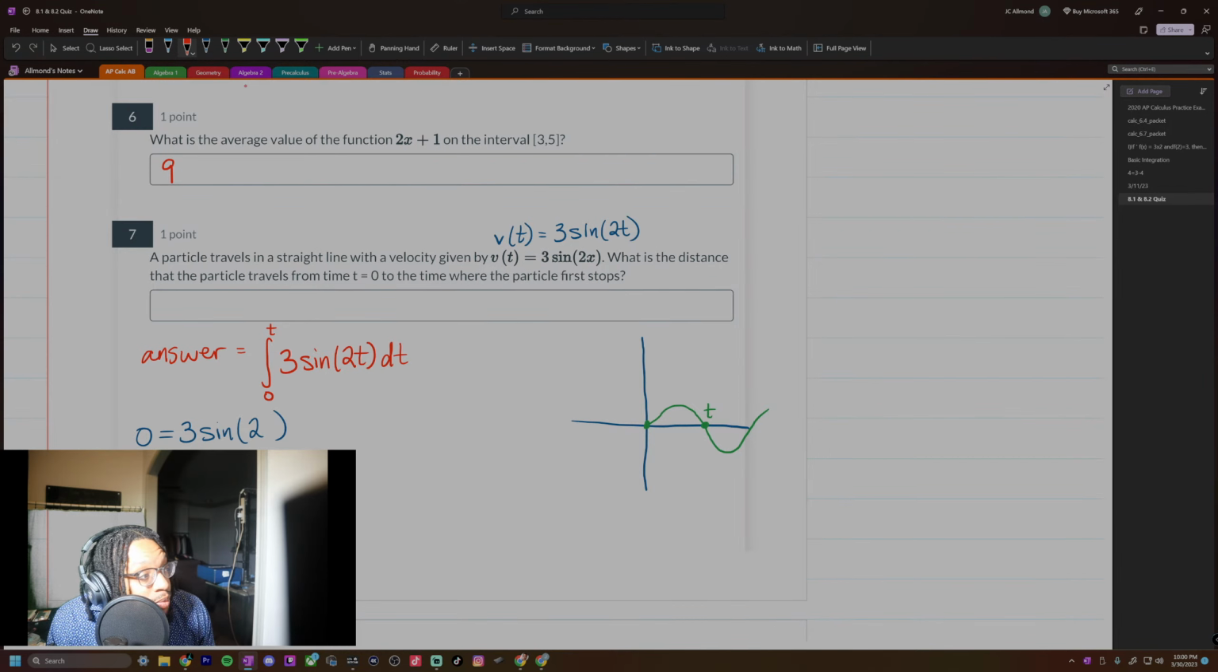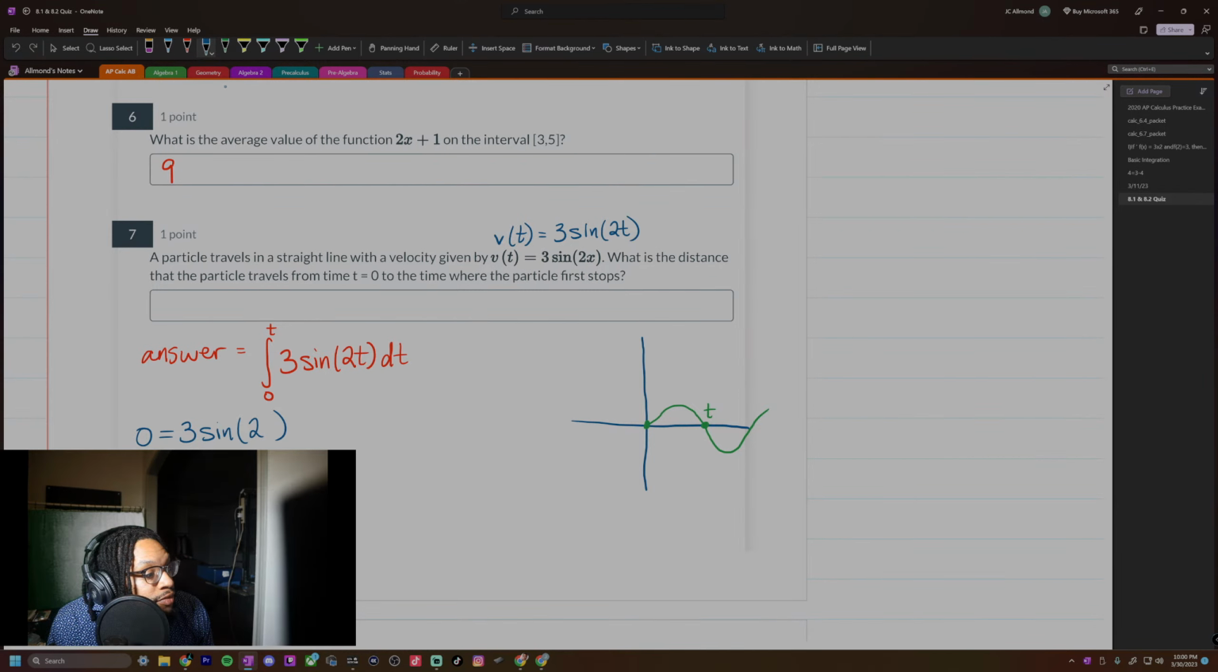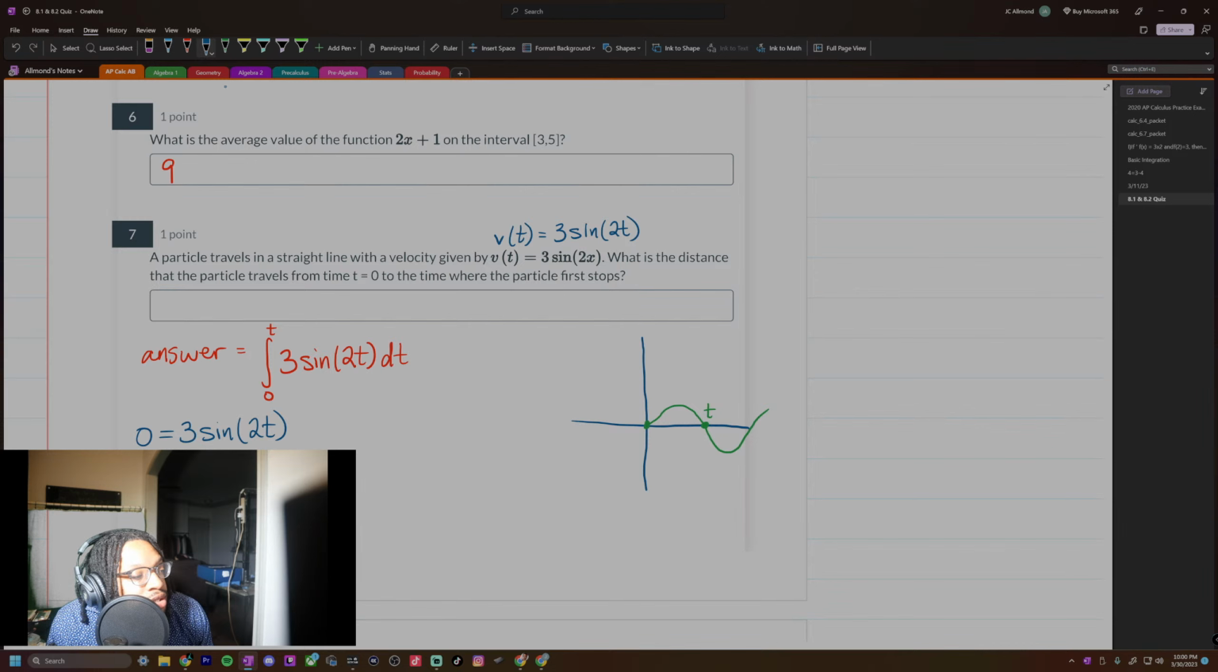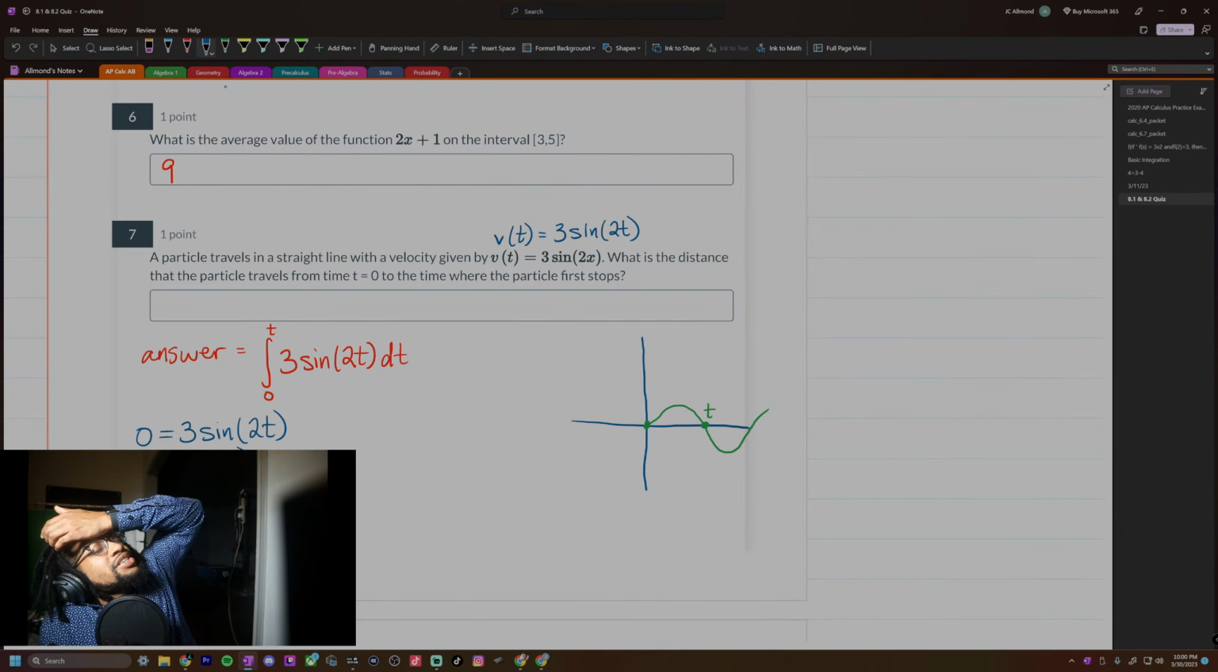But we still got to solve for t. I'm trying to think what value of t would make this whole thing equal to 0. Well, first I divided by 3 on both sides. So I just got 0 equals sine of 2t. And I'm trying to think, sine of what will give me 0?